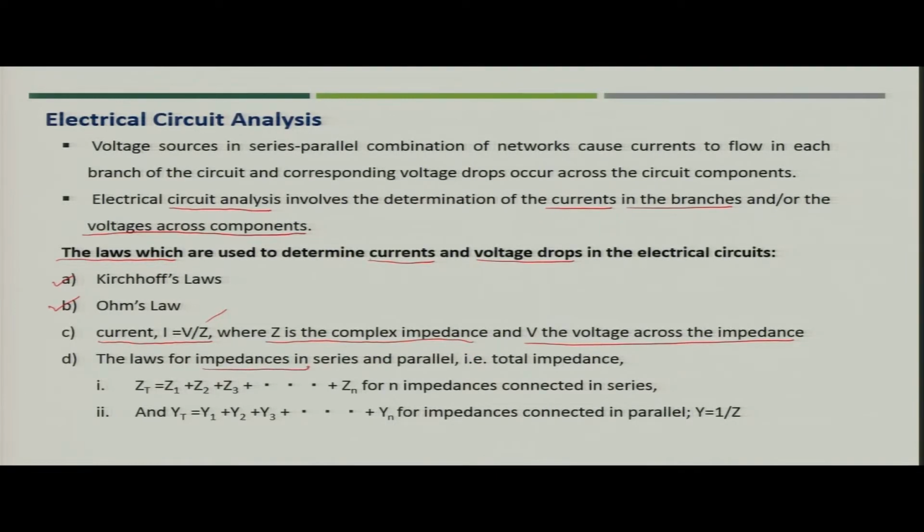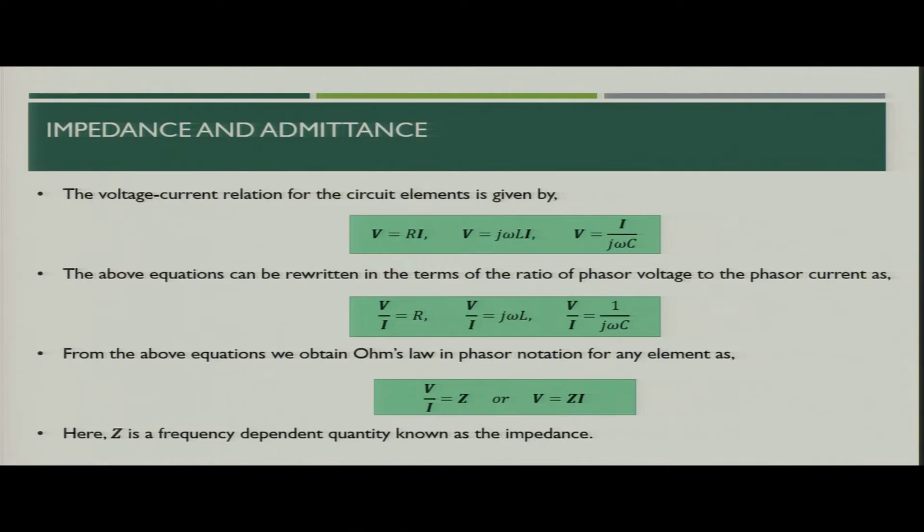Now, the laws of impedances in series and parallel: when you want to find the total impedance of a series connection, it will be the summation of all the impedances connected in series. If you have a parallel connection, then it is better to convert impedance into admittance. Admittance is Y, the reciprocal of the impedance Z, and then you can sum up to find the admittance. Now, let us look at impedance and admittance in detail, so that you can understand these two entities in relation to the AC circuit.